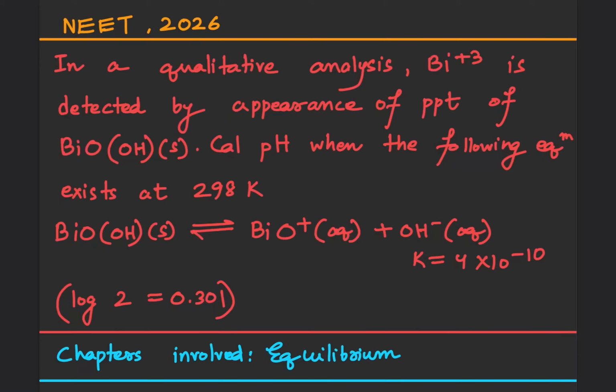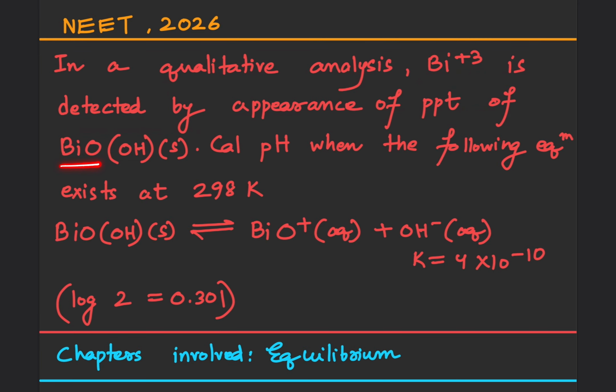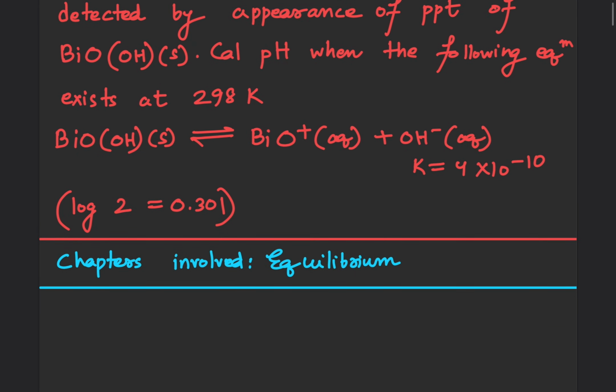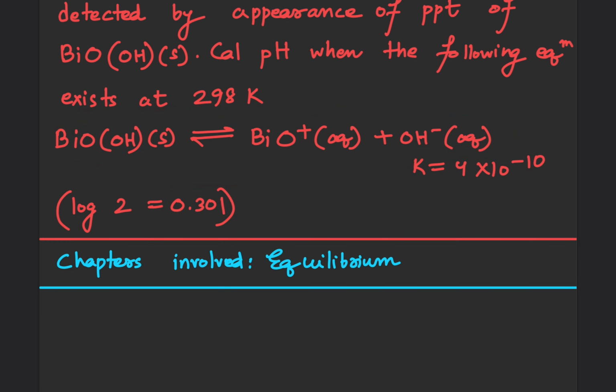Hello everyone. So this is a question from NEET 2026. In a qualitative analysis, bismuth plus 3 is detected by appearance of precipitate of BiOOH solid. Calculate pH when the following equilibrium exists at 298 Kelvin. Okay. So this is the equilibrium. We have to calculate the pH of the solution when this equilibrium exists.